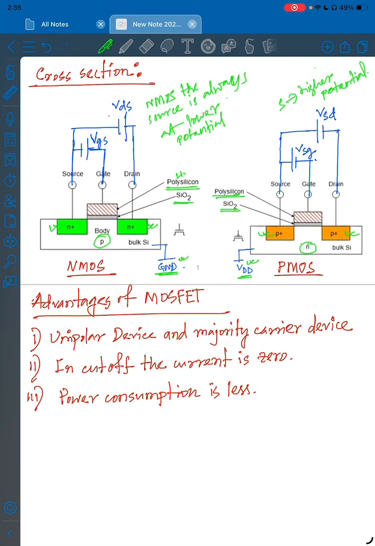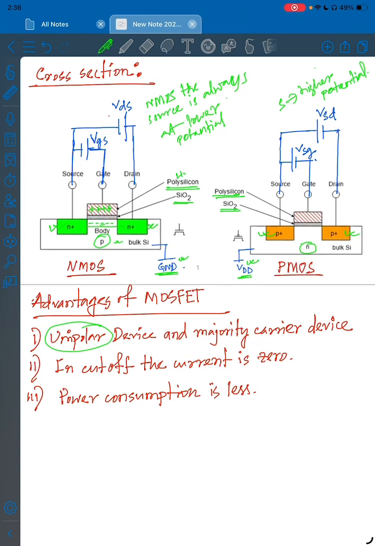We can see the advantages of the MOSFET. It is a unipolar device. So why is it a unipolar device? Because whenever the gate gets a positive voltage, it attracts electrons from the body between the drain and the source terminal. So an inversion channel is formed, because it was a P-type body and the N-type channel is formed there.